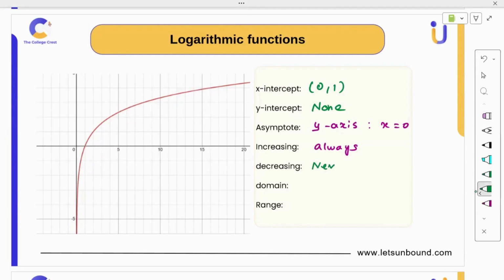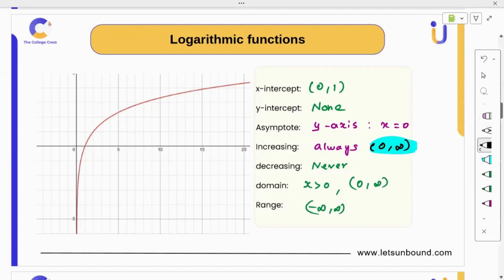Domain: we can see the graph starts after 0. It's not even starting at 0. After 0 until infinity, so x greater than 0, or in interval notation, 0 to infinity. Range: the full y values it takes, from negative infinity to positive infinity. So minus infinity to infinity. And in the increasing case, you can mention it's increasing throughout, but it's better to write x from 0 to infinity, 0 not included.